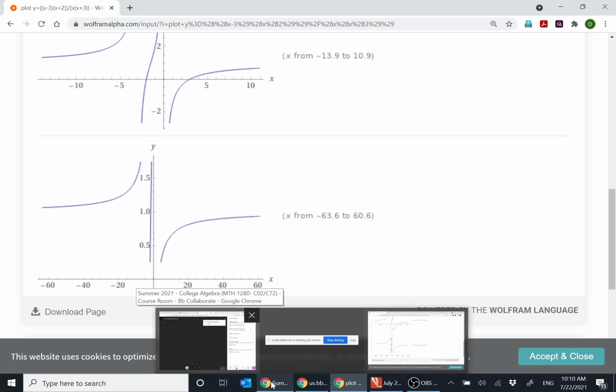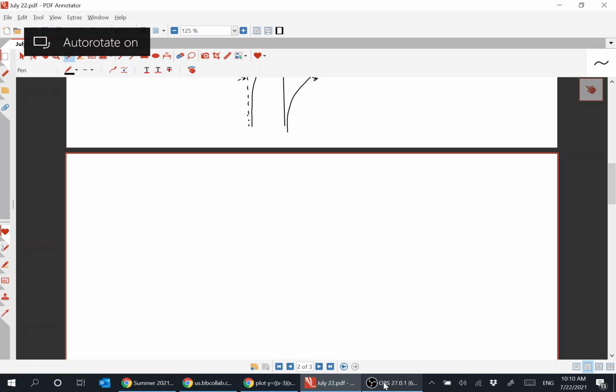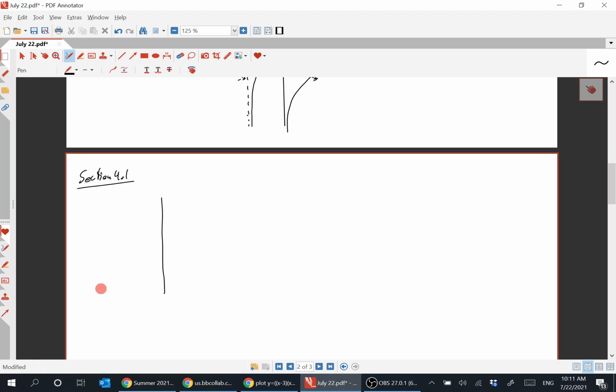All right. On to section 4.1. We've been talking about these exponential functions. So the graph of an exponential function has got a horizontal asymptote along half of the x-axis.